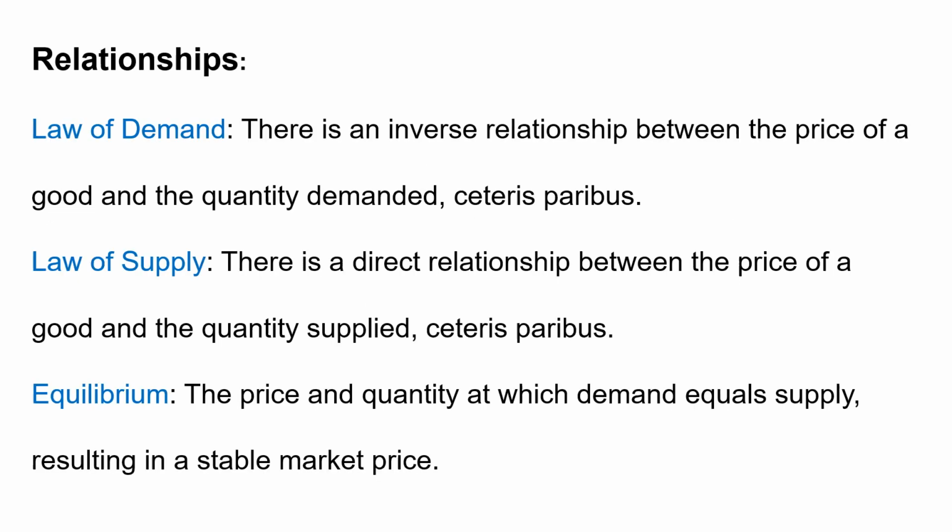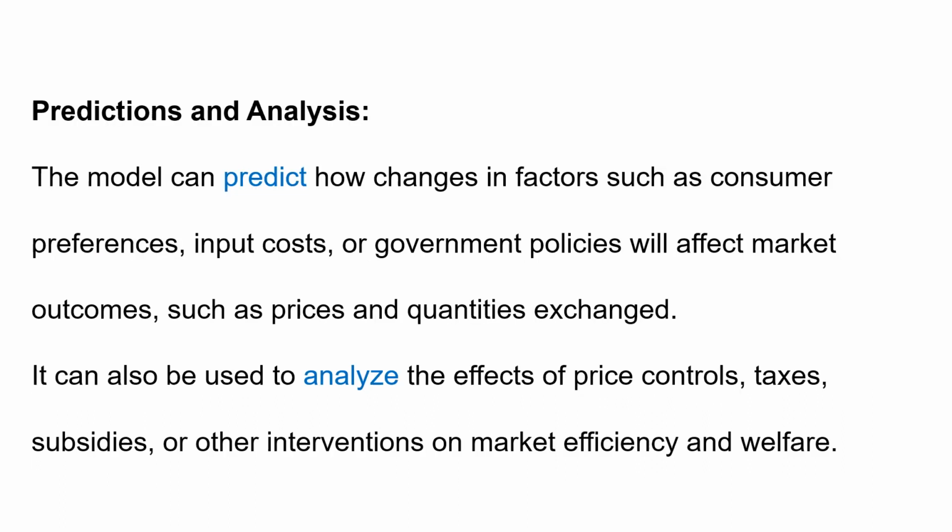at different prices. Relationships. Law of demand. There is an inverse relationship between the price of a good and the quantity demanded, ceteris paribus. Law of supply. There is a direct relationship between the price of a good and the quantity supplied, ceteris paribus. Equilibrium. The price and quantity at which demand equals supply, resulting in a stable market price.